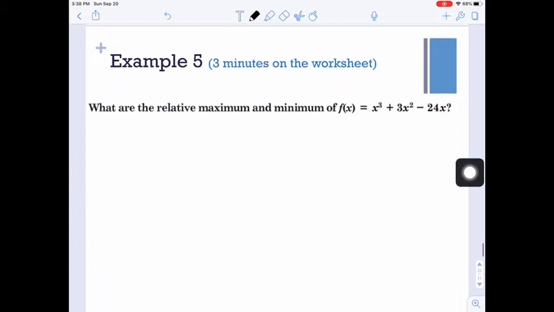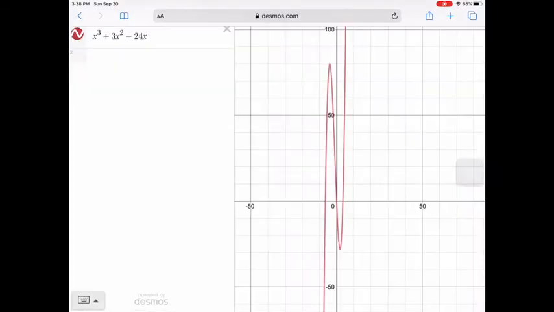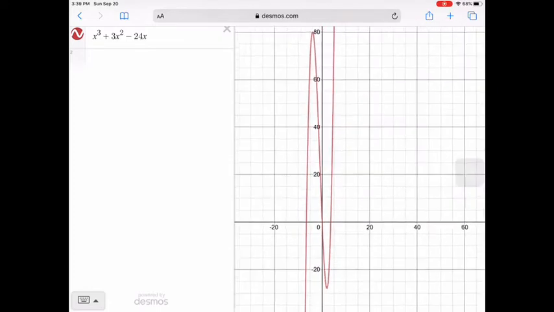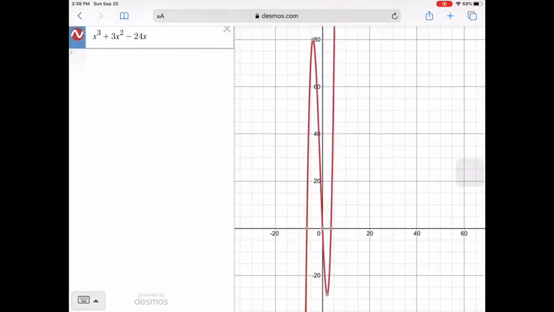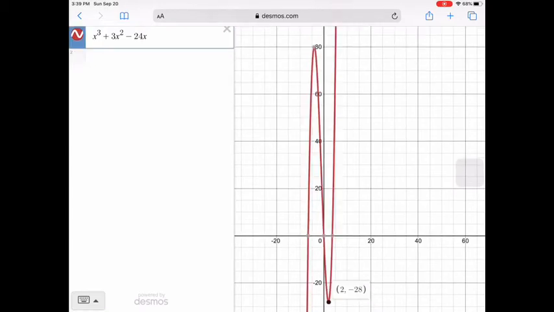For example 5, it says, what are the relative maximum and minimum of f of x equals x cubed plus 3x squared minus 24x? To show you this problem, I'm going to go ahead and use Desmos. So you want to be very precise when you're looking for the relative max and min. So we would use a graphing calculator or graphing device such as Desmos. Again, Desmos is really nice when it comes to this because it knows we want the special points. So it's going to go ahead and tell us, if we just click, what those values are.